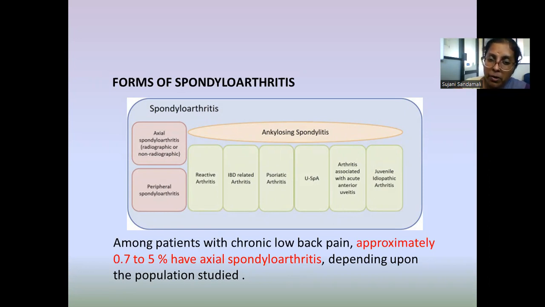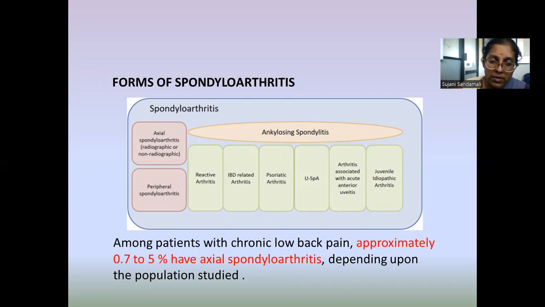When the sacroiliac joint plain radiographic view suggests sacroiliitis, it is going to be ankylosing spondylitis. When the X-ray plain radiography doesn't show features of sacroiliitis, it's going to be non-radiographic axial spondyloarthritis.